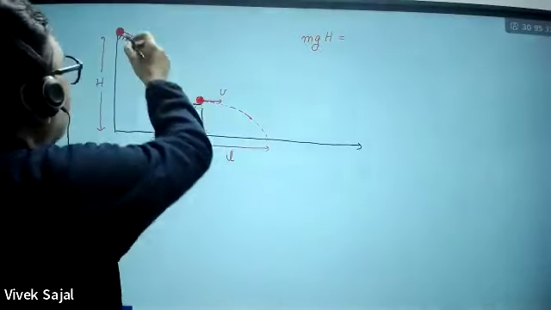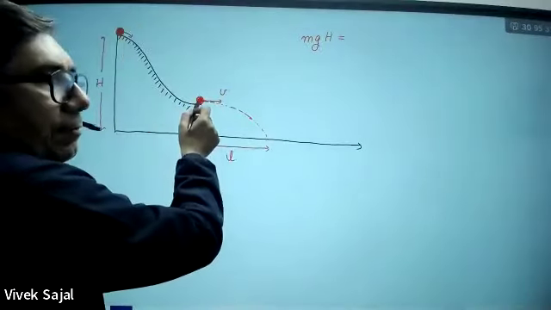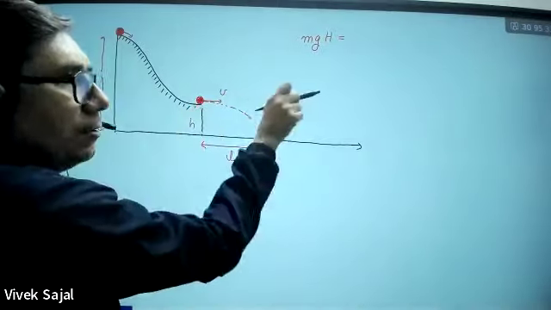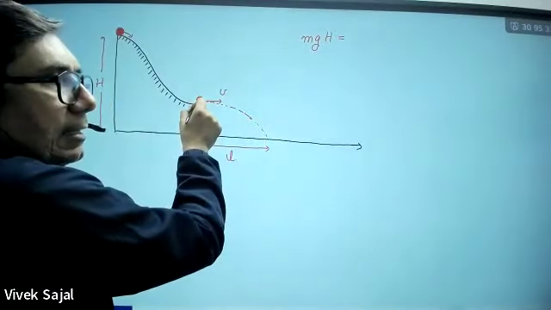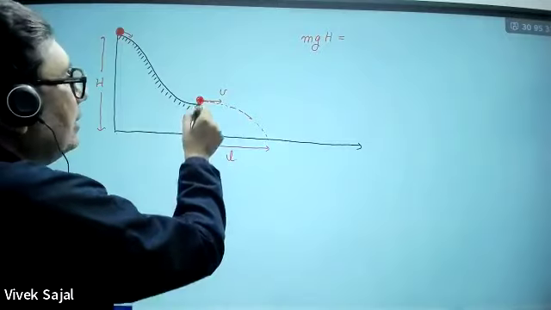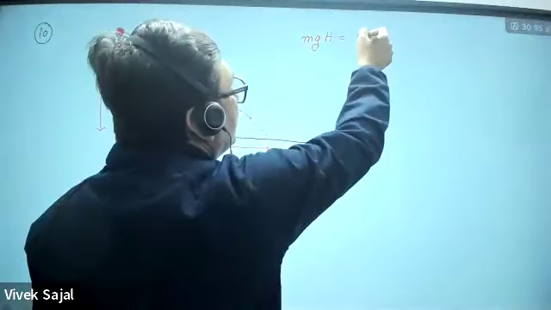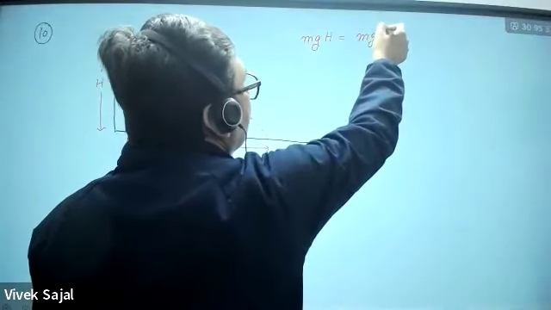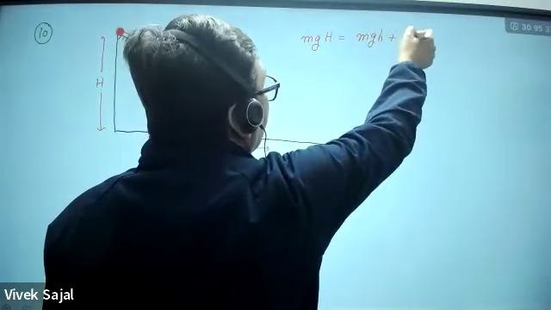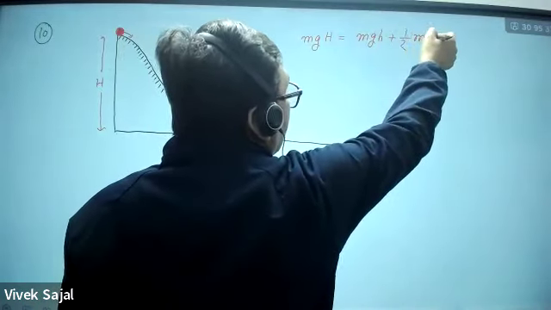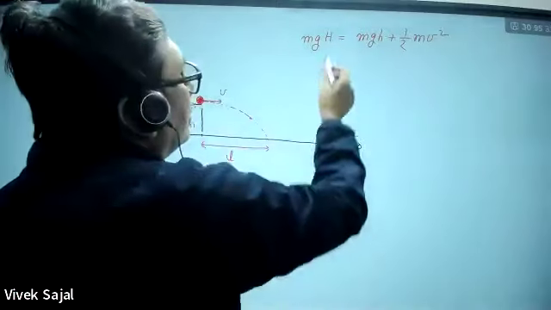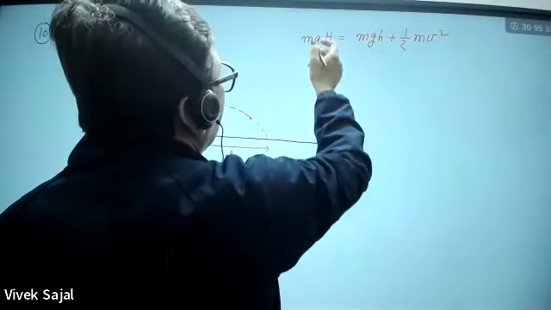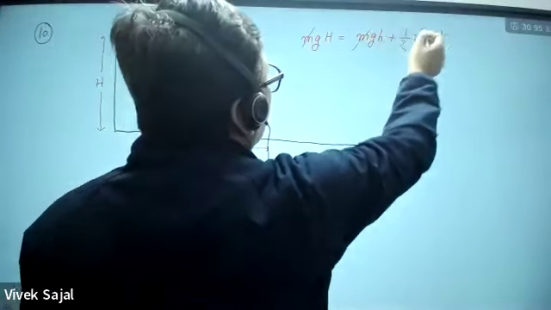At this point, kinetic energy was zero. Here it will have kinetic energy, velocity in the horizontal direction. And second, it is going to have potential energy, small mgh. So here this will be mgh plus half of mv square. m is going to cancel out.